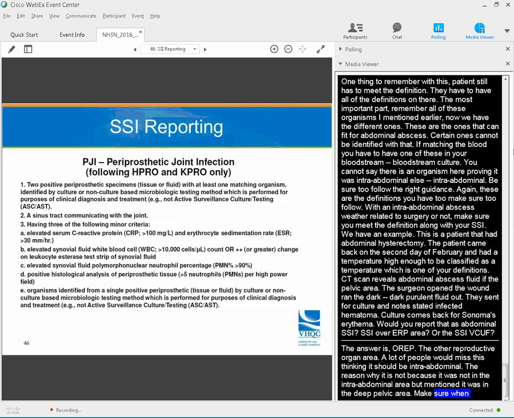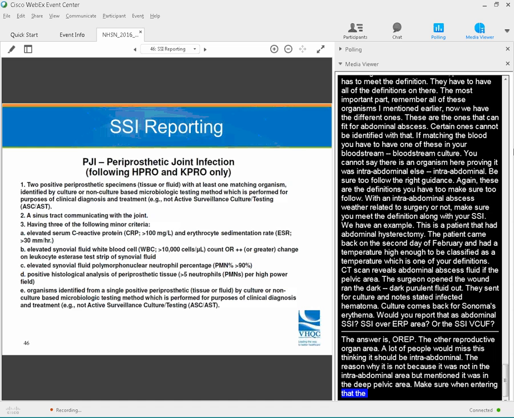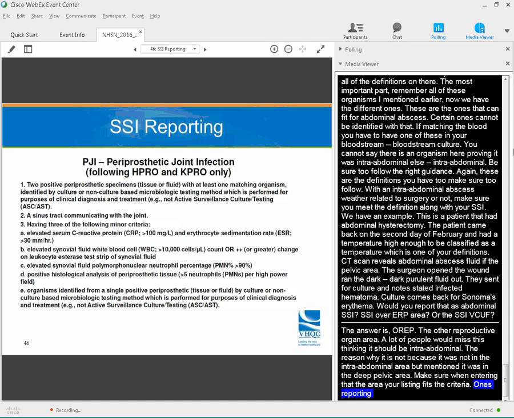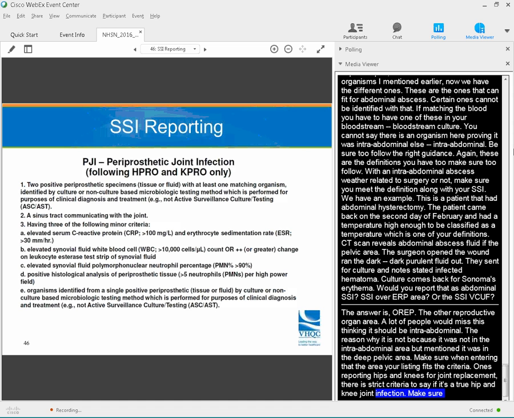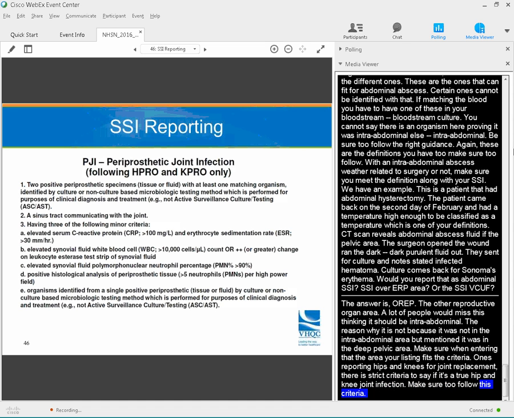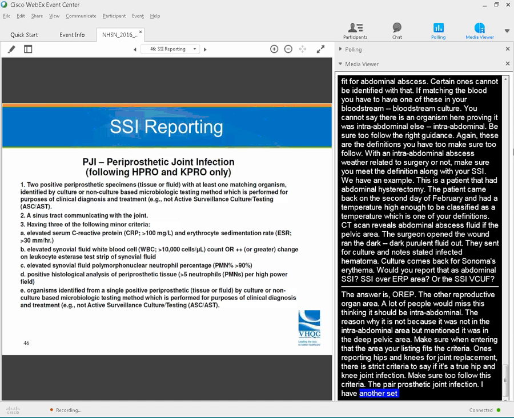For the ones that are reporting the hip and knee joint replacements, there's really strict criteria to say if it is a true hip and knee joint infection. So make sure you follow this criteria, and this is for the periprosthetic joint infections. I have a different set of definitions for just a regular joint infection. So be sure you've got your definitions and know for sure that you're meeting that definition when you call that an SSI.